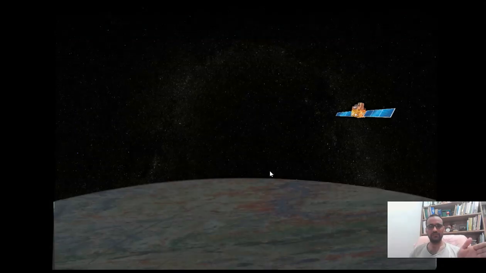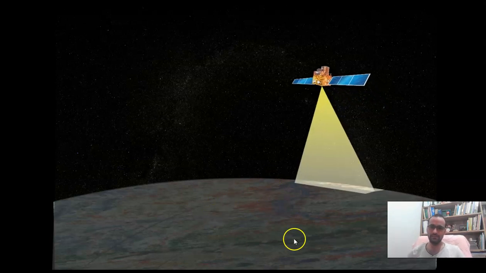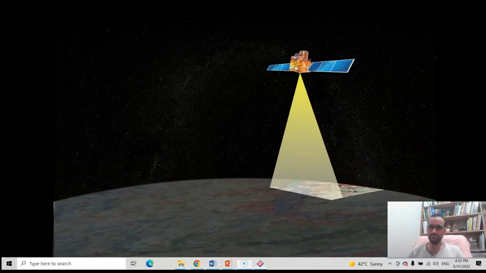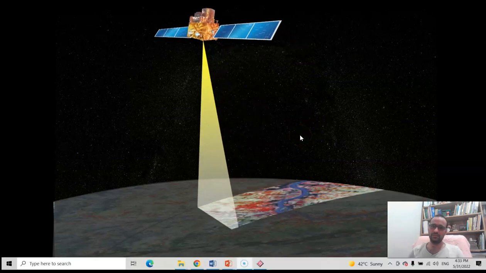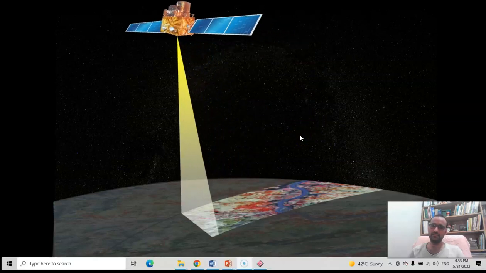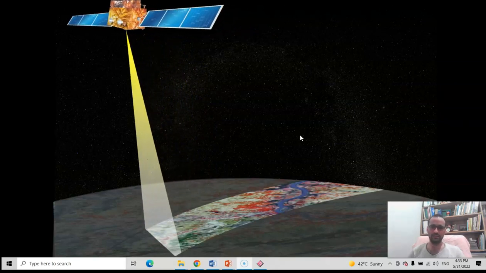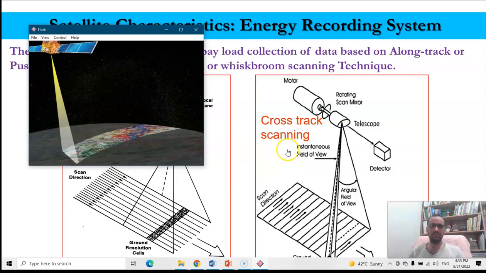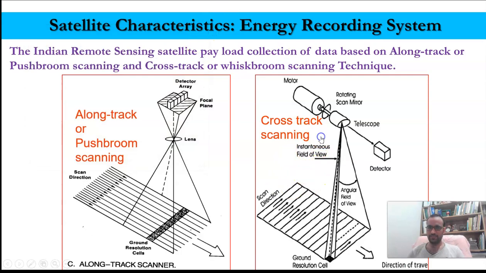See, this is the satellite and this is the surface. It is just collecting along the track, collecting the data along the track. Clear? Okay, now another one is cross track scanning.